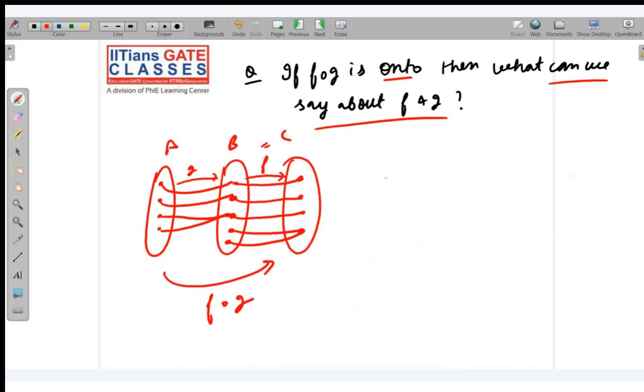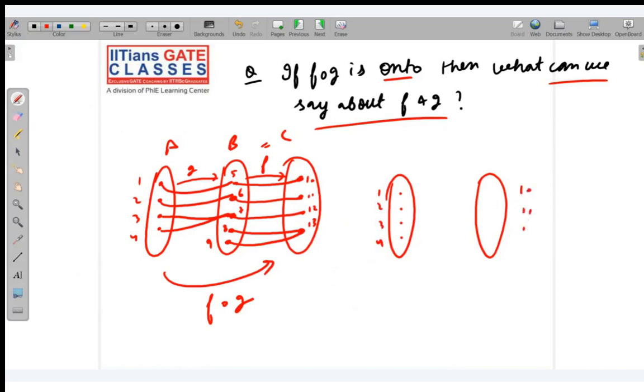Why will FOG be onto? You can check it out yourself. See this: 1, 2, 3, 4. Let me label them. 1, 2, 3, 4. Here 5, 6, 7, 8, 9. Here 10, 11, 12, and 13. So 1, 2, 3, 4, and here 10, 11, 12, 13.